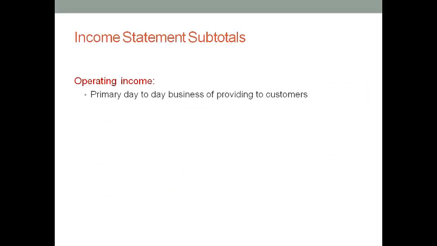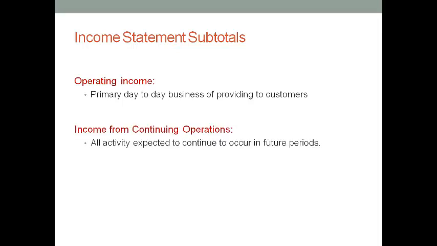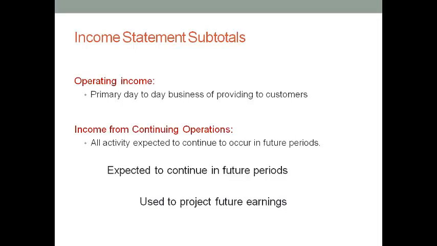There are two subtotals that are given a lot of attention by users of the income statement. Operating income represents earnings from the primary day-to-day business of providing goods or services to customers. The information from sales to operating income is used to project future earnings. Income from continuing operations reports the earnings related to the entire business that is expected to continue in future periods. Investors and creditors use these subtotals to project future earnings.